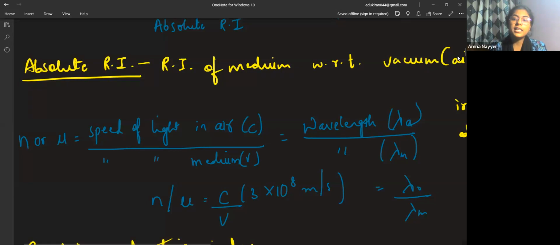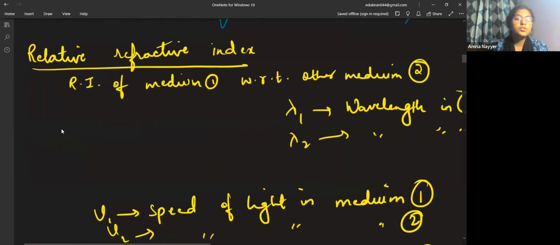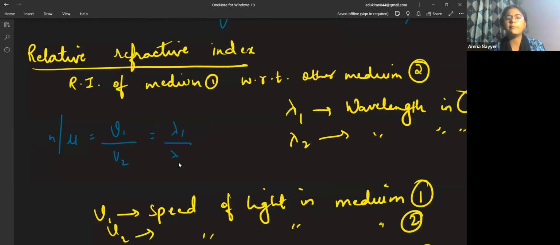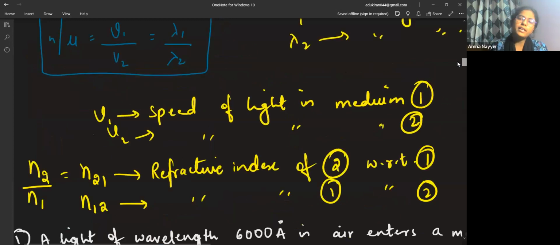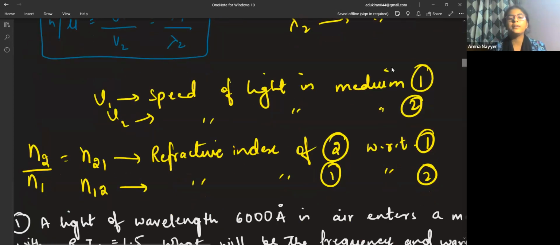If this is the case of relative refractive index, then it is either v1 by v2, medium 1, medium 2, which is equal to lambda 1 by lambda 2 simply, whichever medium is mentioned. So lambda 1 is the wavelength in medium 1, lambda 2 is the wavelength in medium 2, v1 is the speed of light in medium 1, v2 is the speed of light in medium 2.